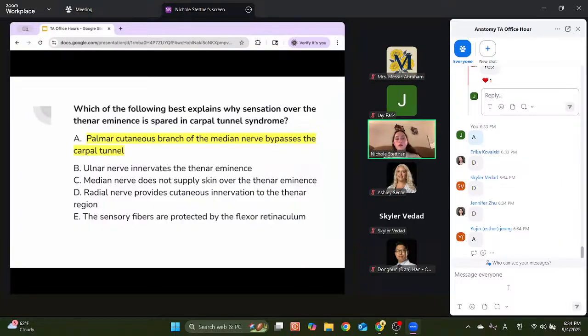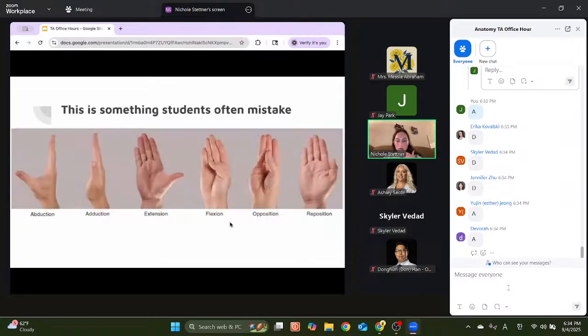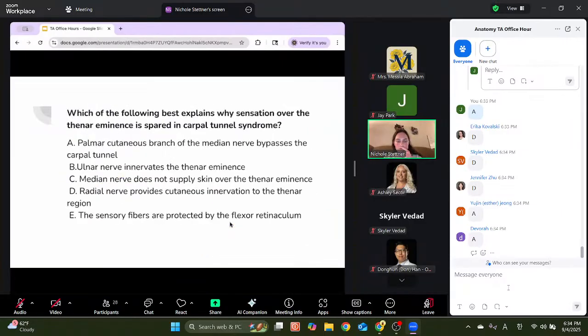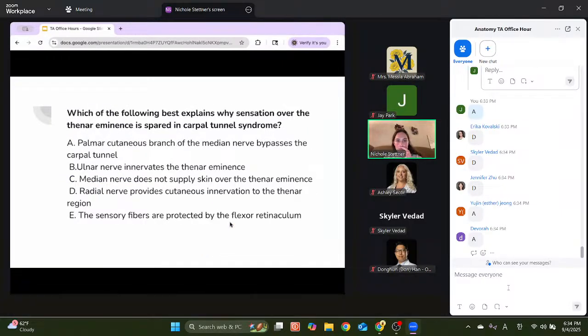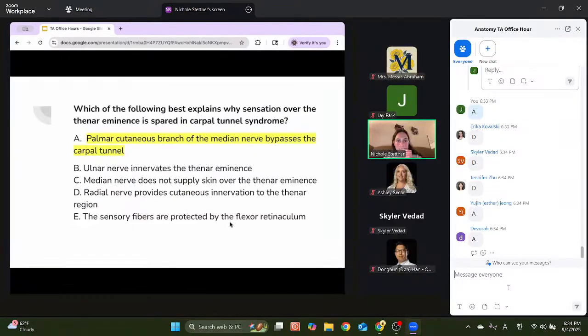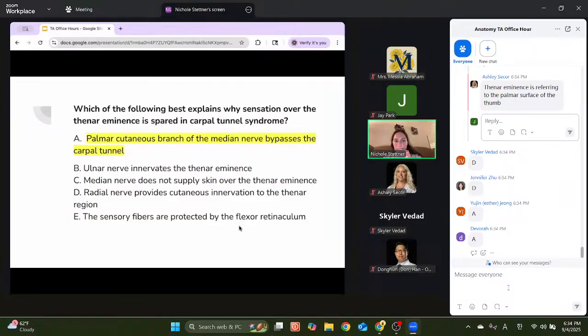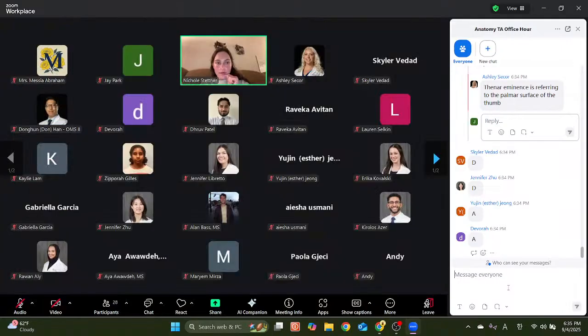So there's what they call the palmar cutaneous branch of the median nerve, and it bypasses the carpal tunnel because right before, can I go back? I don't know if it's in here. Do we have a picture? I need a picture. I'm going to stop sharing for a moment, everyone. I'm sorry. I'm finding a picture.